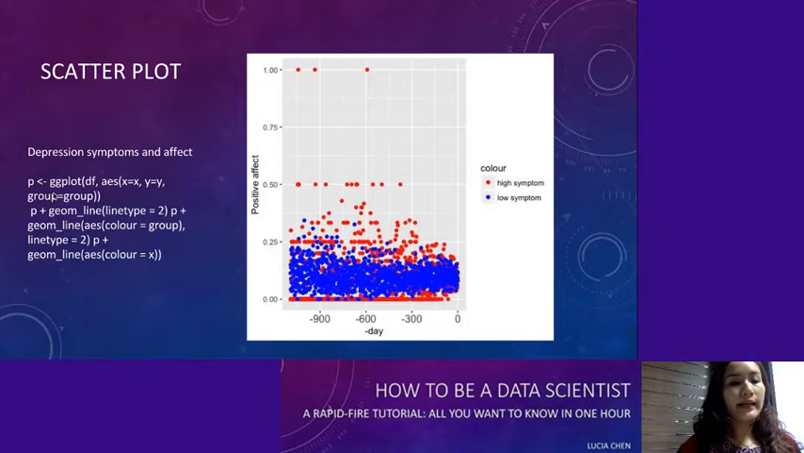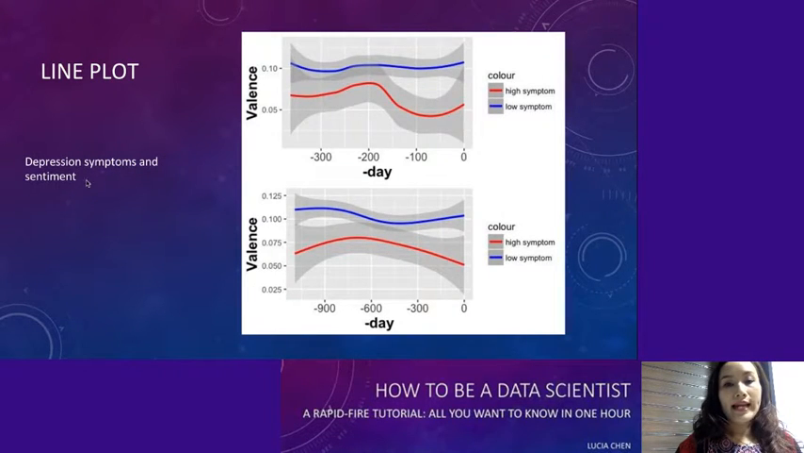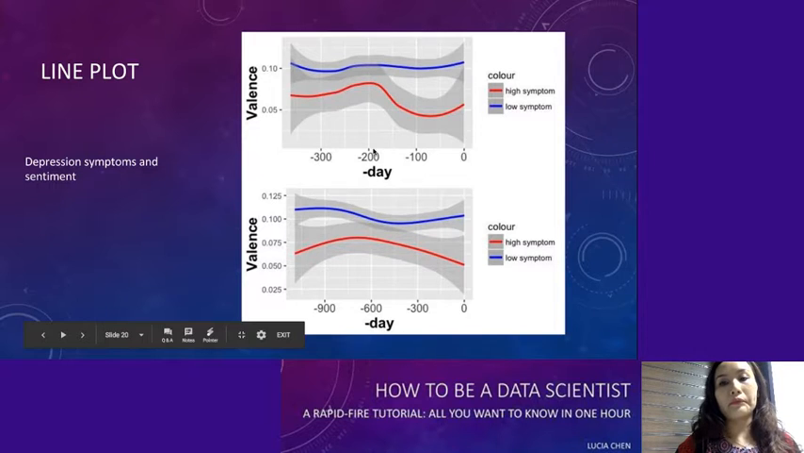Here's the example of using ggplot. The line plot is also very useful. Here it shows depression symptoms and sentiments over both 3 years, and 3 years and 1 year.